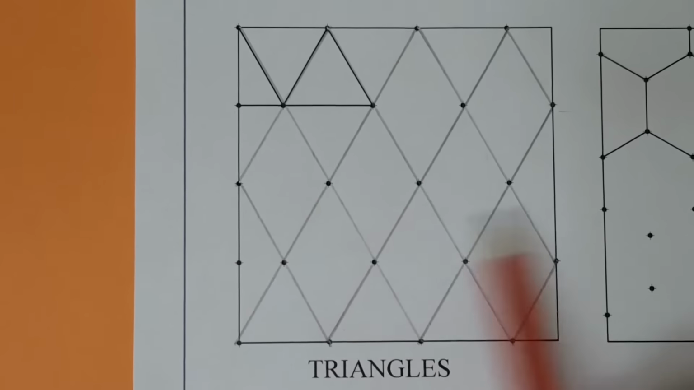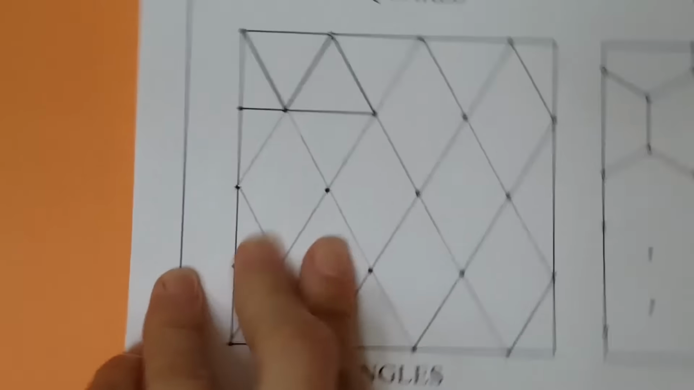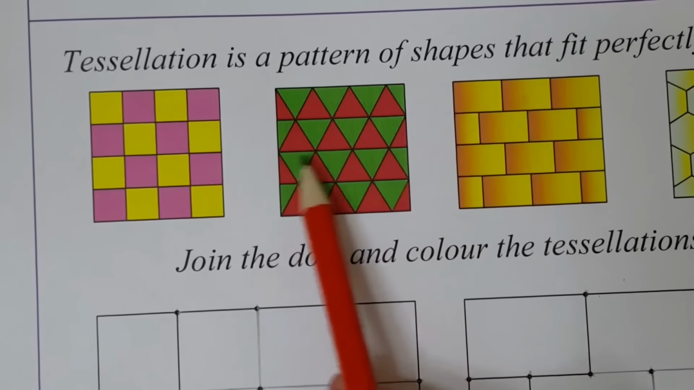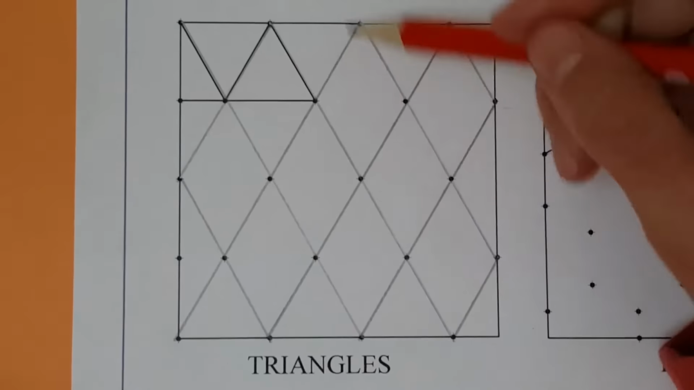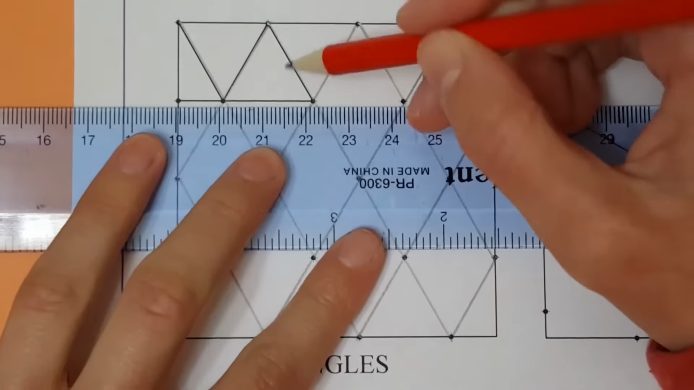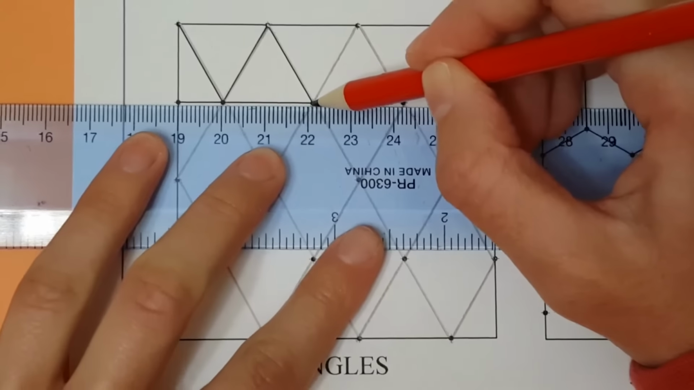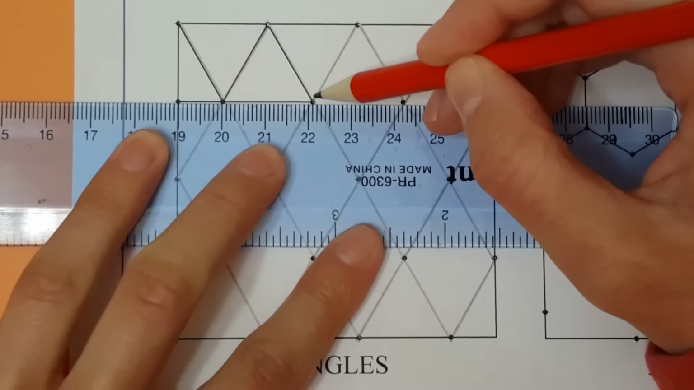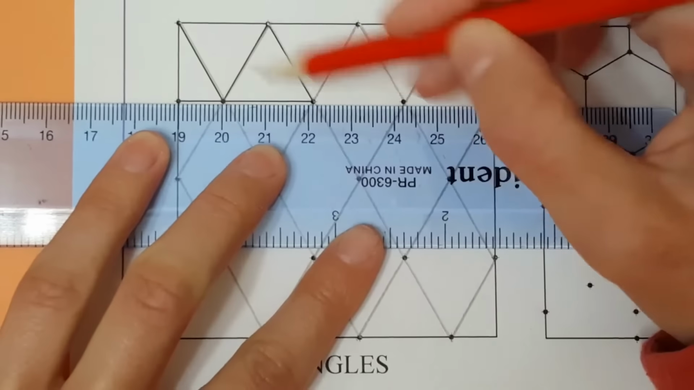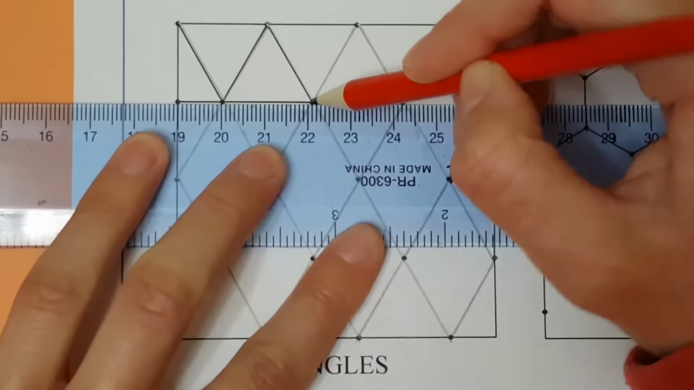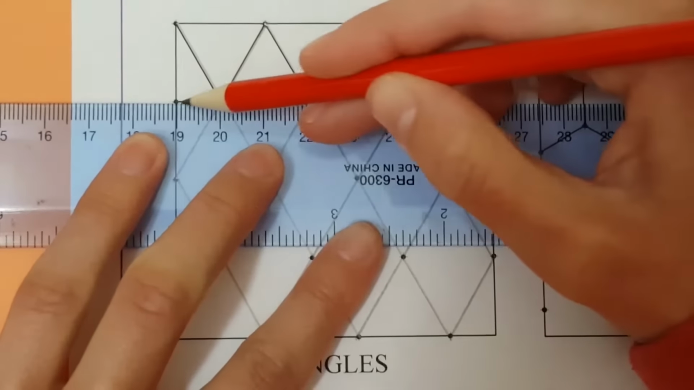Now, what is left for us to do is to draw those horizontal lines to close our triangles. As you can see on the reference image, we have 3 horizontal lines. Okay, now, same as we did before, align your ruler with the dots and draw your light horizontal line.